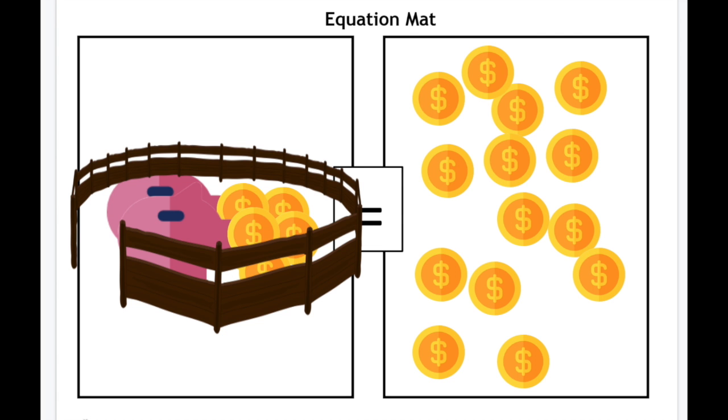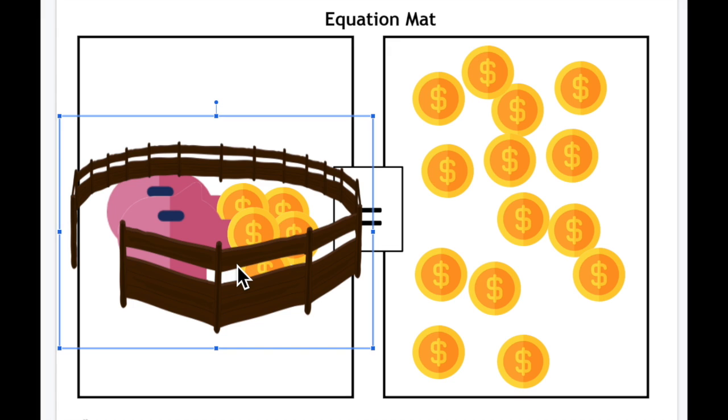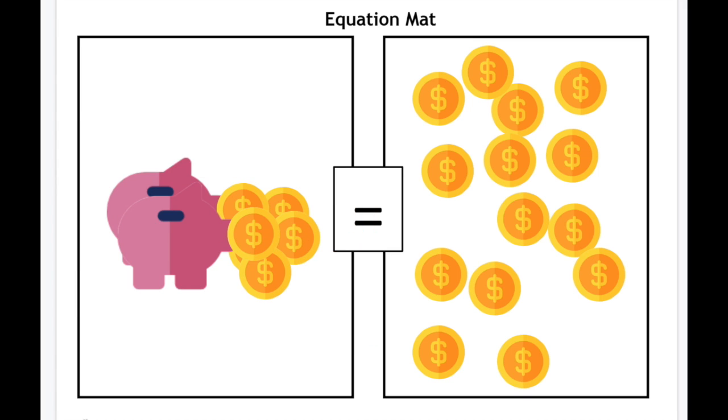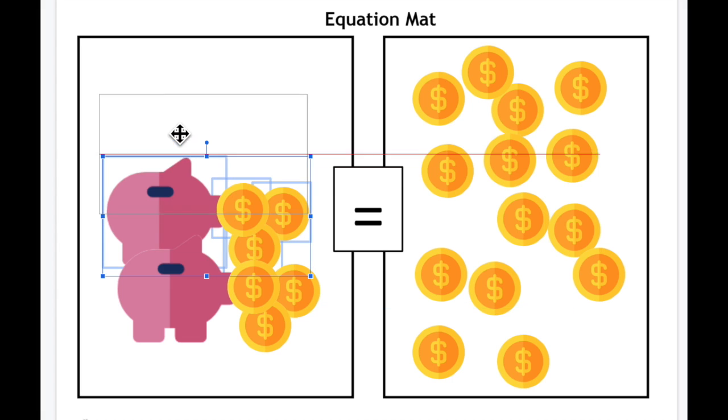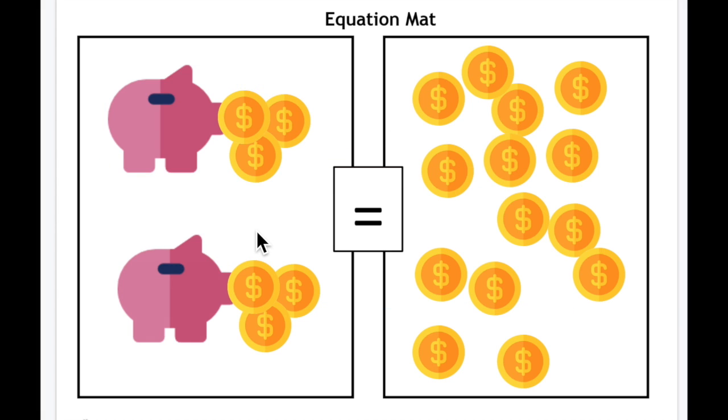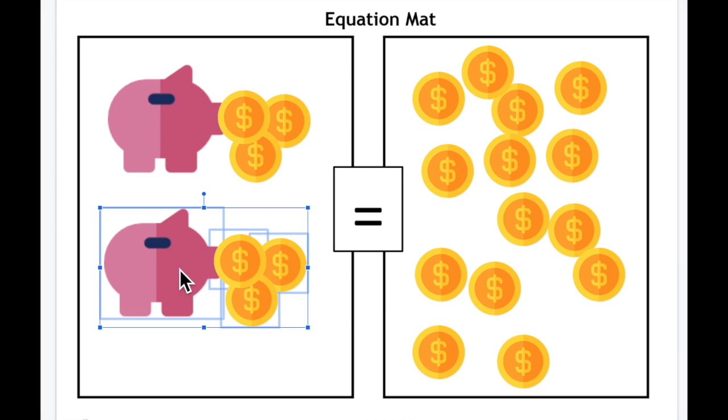Okay, so what do we have now? Okay, it's a corral, and I just want you to show that these are together. And I wanted to show you that I have here the exact same thing twice. So I have 2 groups of a piggy bank and 3 coins.